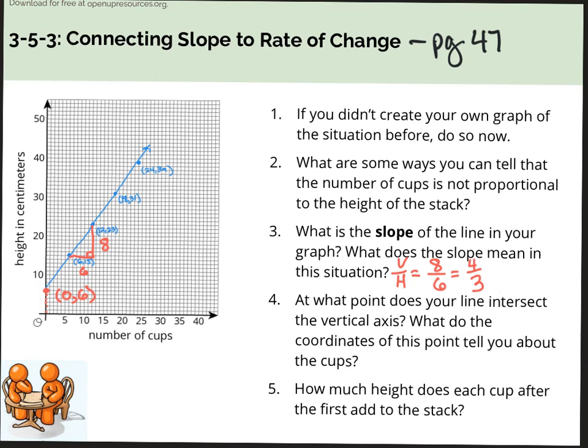If we take this and put it as a rate of change, remember a rate of change is something over 1. We're going to take that amount, 4/3, and put all of this over 1. If we label this, pretty much this is our y over our x. Our y is the centimeters, and our x is the cups. So for every cup that we have, it adds 4/3 centimeters onto our stack.